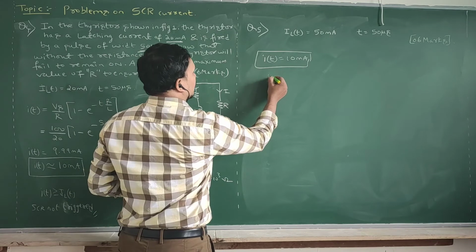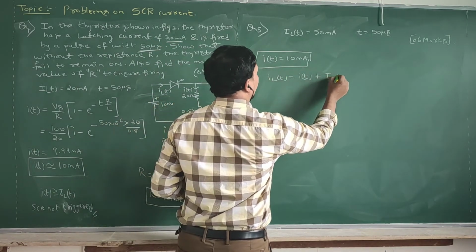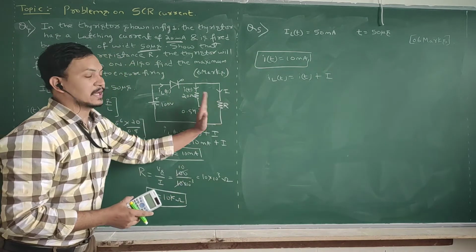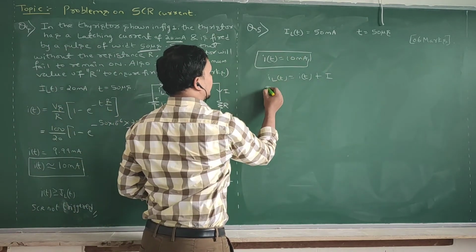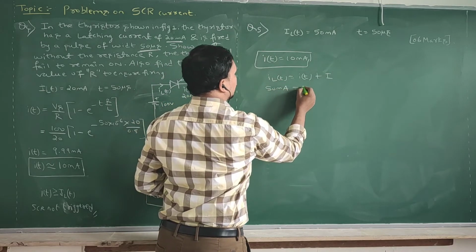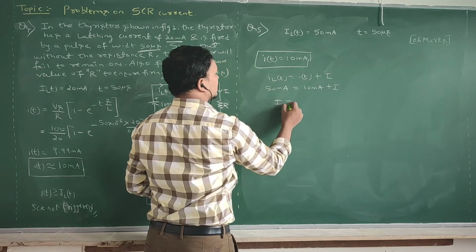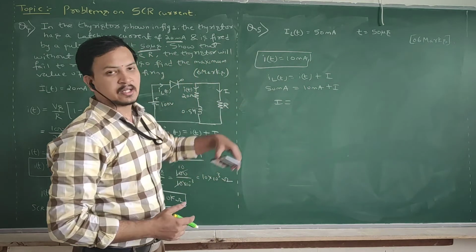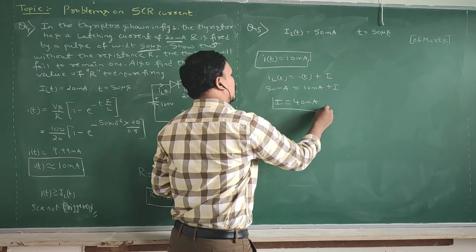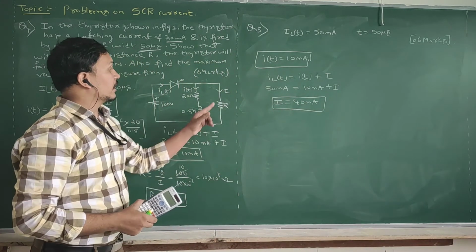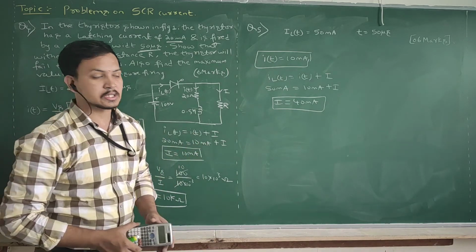Now, IL of t is equal to I of t plus I. Now the resistance is connected, then you will get this current. What is the latching current? 50 milliampere. So 50 milli, and this is 10 milliampere plus I. If you simplify this, 50 minus 10 is 40 milliampere. Therefore, I want to pass 40 milliampere in the shunting resistance.